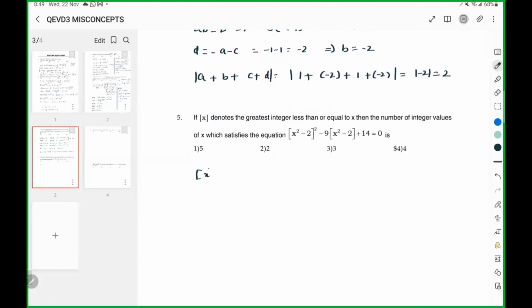Here, assume the step of x square minus 2 as y, then the equation becomes, factorization gives you y minus 2 into y minus 2, equals 0. This introduction of a step is my intention in giving this problem. Two values for this.